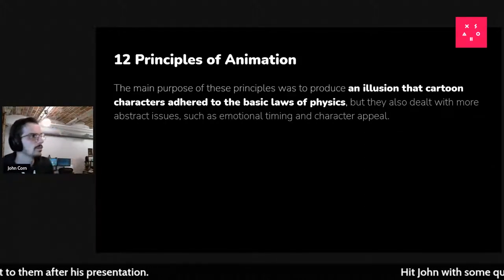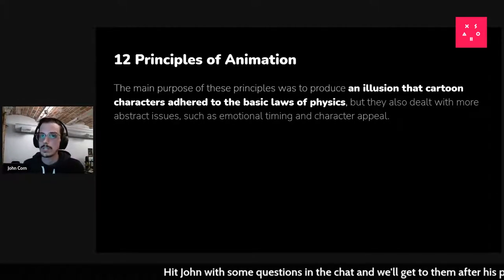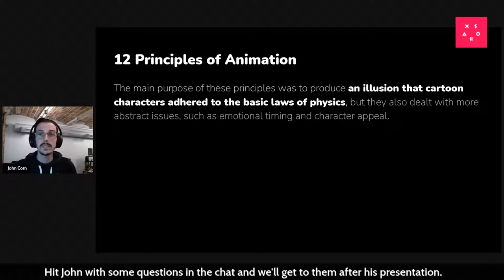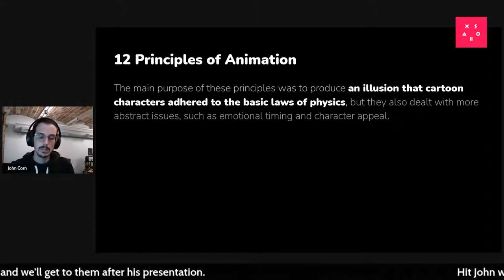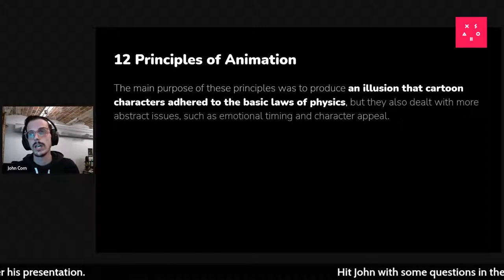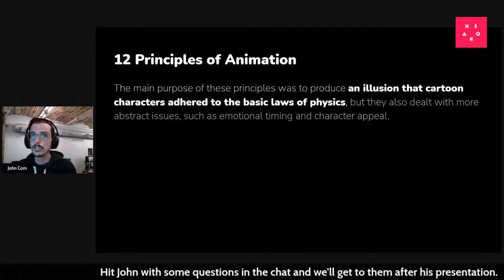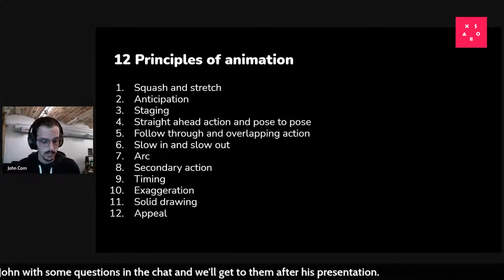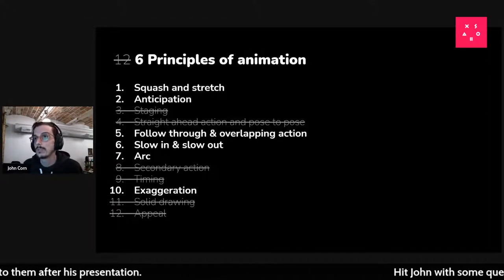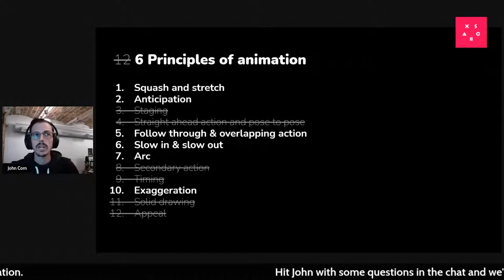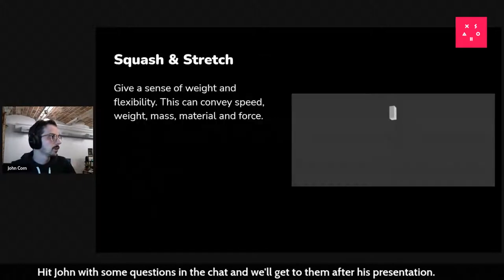Anyway, the 12 principles of animation create an illusion that the cartoon characters adhere to the basic laws of physics. So by adding those and by thinking about those ideas when we're adding game feel, it'll make the game worlds that we're existing in and playing in feel like a physical space. Okay, so these are the 12 principles of animation, but six of them are not important. We're really only going to be using the other six, and we'll go over them one by one.